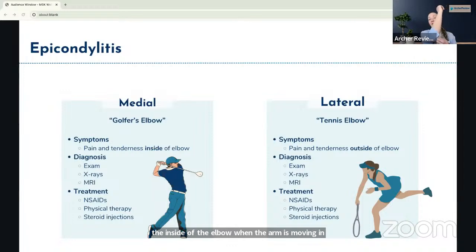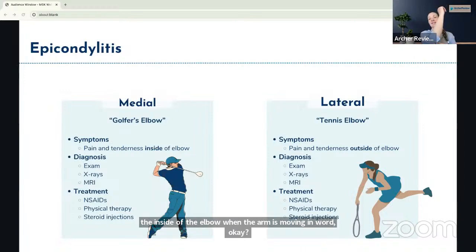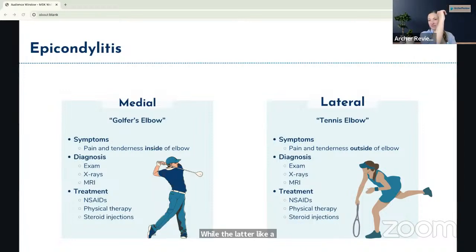While the lateral epicondylitis is on the outside or the lateral side of the elbow when the elbow is moving out, okay? We can pretty much diagnose this based on exam and history.